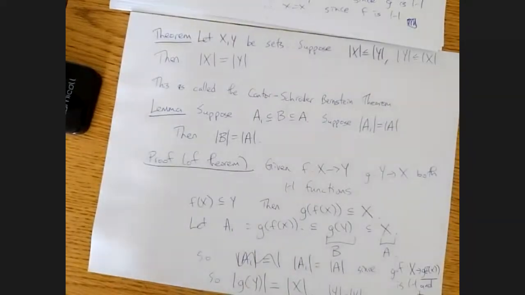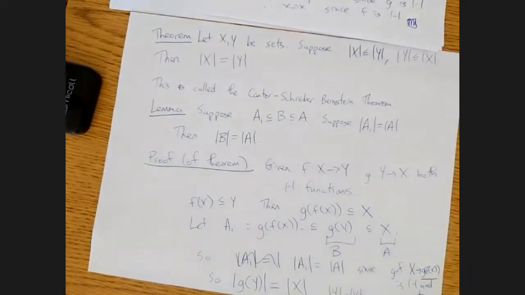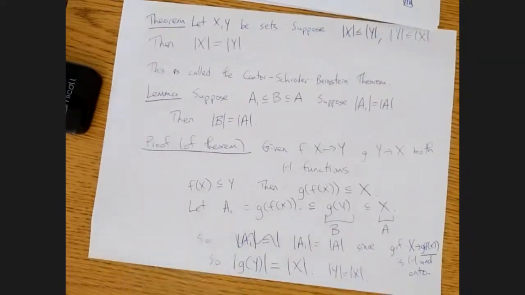So that means we are reduced to proving this lemma, which is still going to take a while, but as an application of this lemma, we get this Cantor-Schroeder-Bernstein theorem, which is good to know. Okay, so that is where we can stop today.